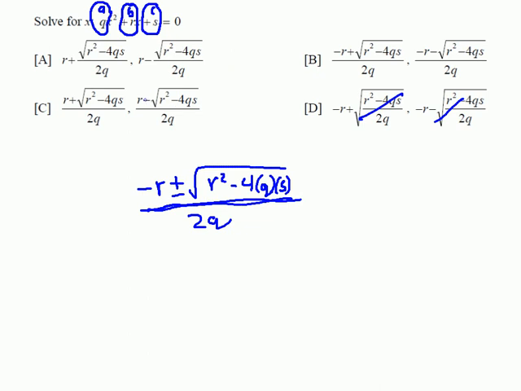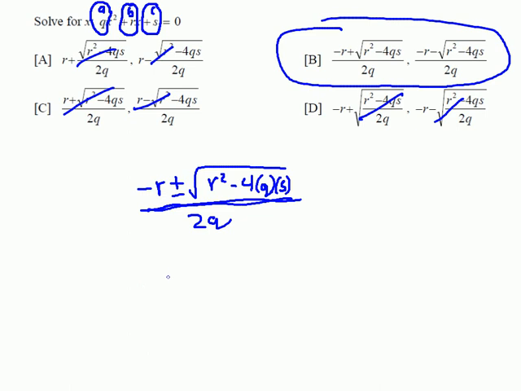And let's see what else we can rule out. It was supposed to be negative r, so it can't be these two. So it is b over here, as you already probably figured out. All right, have fun with that quadratic formula.